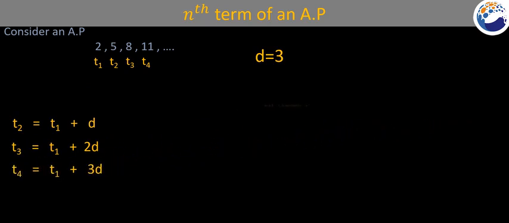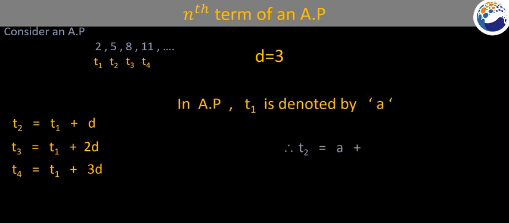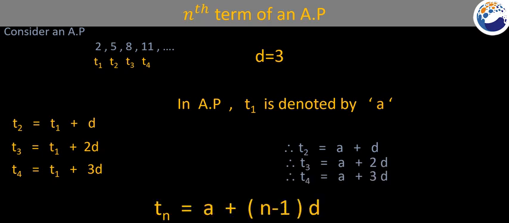In an AP, T1 is also denoted by a. Let us replace T1 by a. Therefore, we get T2 is equal to a plus d, T3 is equal to a plus 2d, T4 is equal to a plus 3d. Hence, Tn is equal to a plus (n minus 1)d, where n is the number of terms, Tn is the nth term, a is the first term, and d is the common difference.